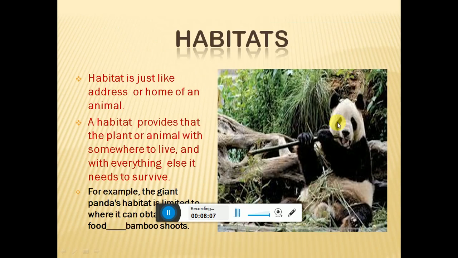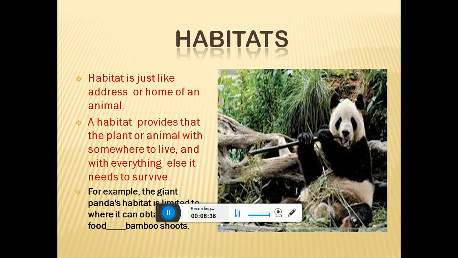Now, habitats. A habitat is just like the address or home of an animal. A habitat is a place that provides a plant or animal with somewhere to live and with everything else it needs to survive. Also, a habitat provides an animal with its food. So an animal loves to live in places where it can find a place to live, and where it can find something to eat that it loves to eat.